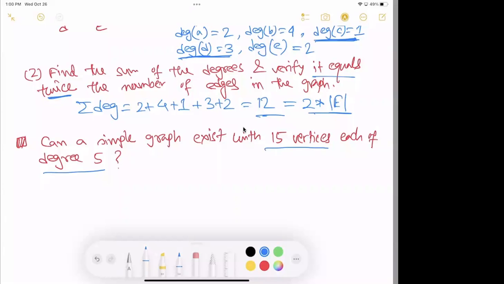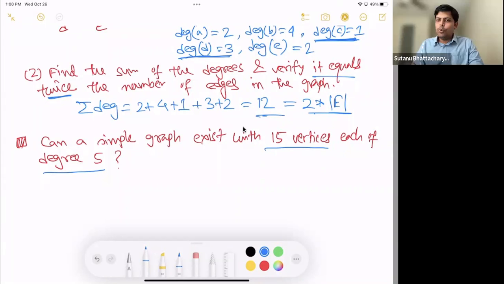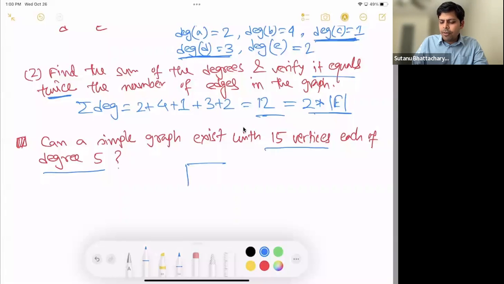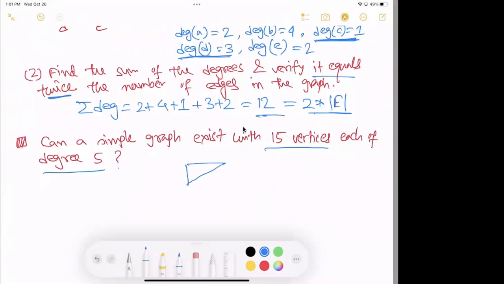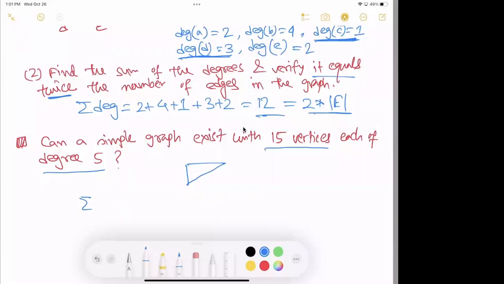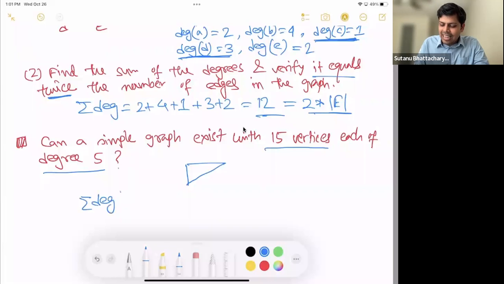No, because 15 is an odd number. Which is an odd number? 15 vertices. No, a graph might have an odd number of vertices. That's fine. Like this graph, which has 3 vertices. But you are on the right track. The degree is not divisible by 2. The summation of all degrees would be 15 multiplied by 5, that is 75, which is an odd number.